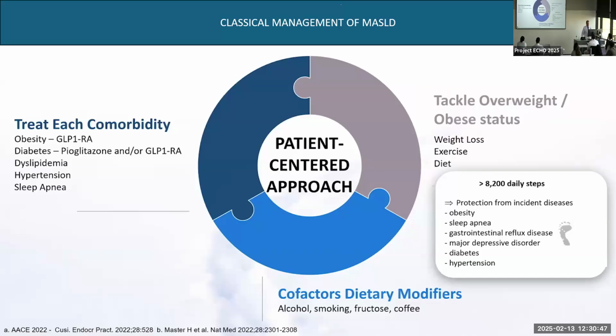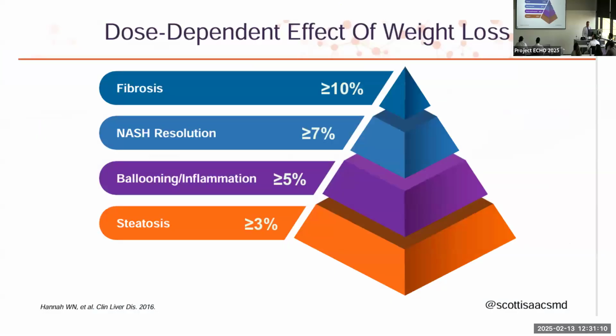So classically, if we go through the treatment, this was the classical way we go for the treatment of MASLD or MASH. That includes overweight management, including exercise and also diet to lose some weight. On the other side, we should also treat all the comorbidities, including obesity, diabetes, dyslipidemia, hypertension, and sleep apnea.